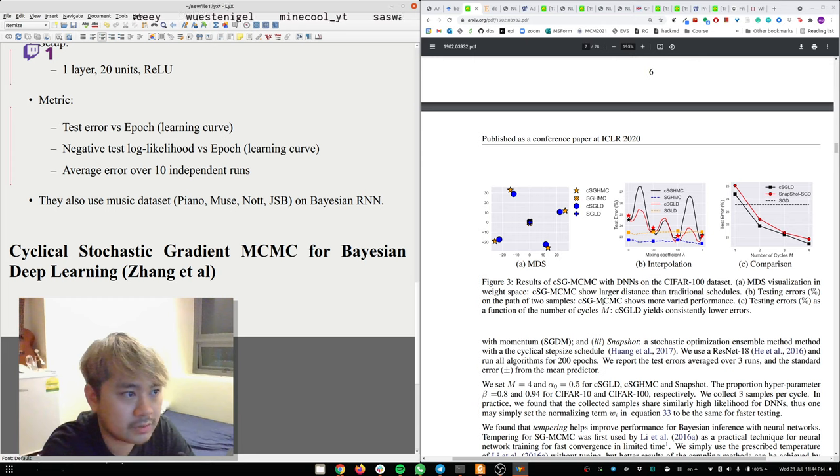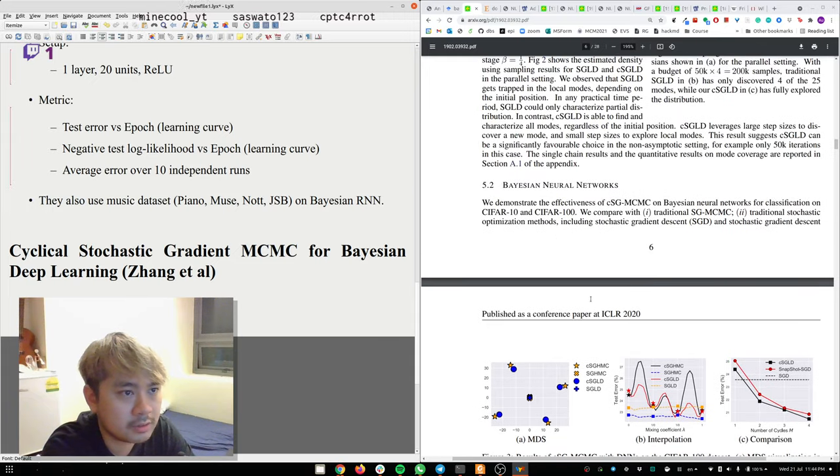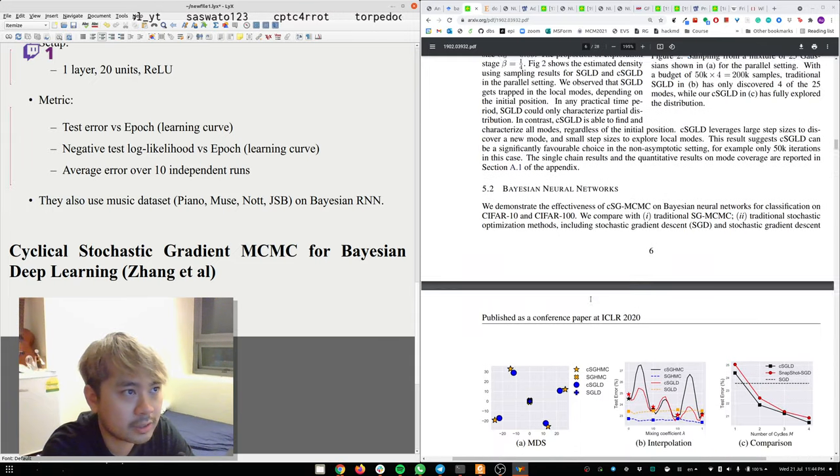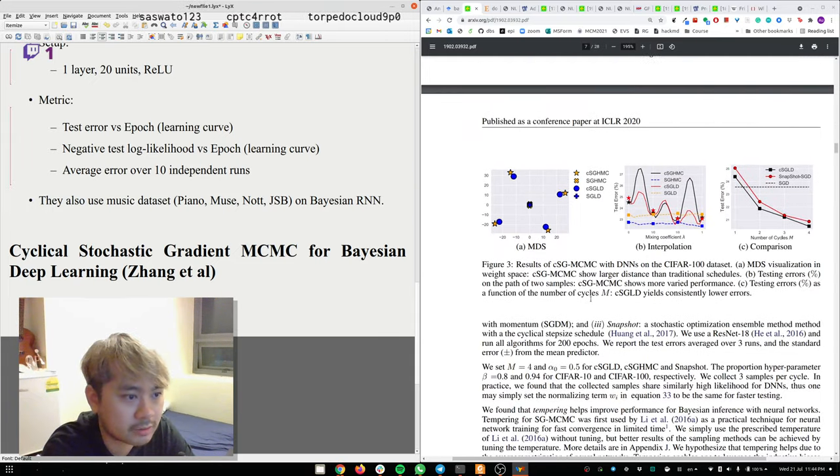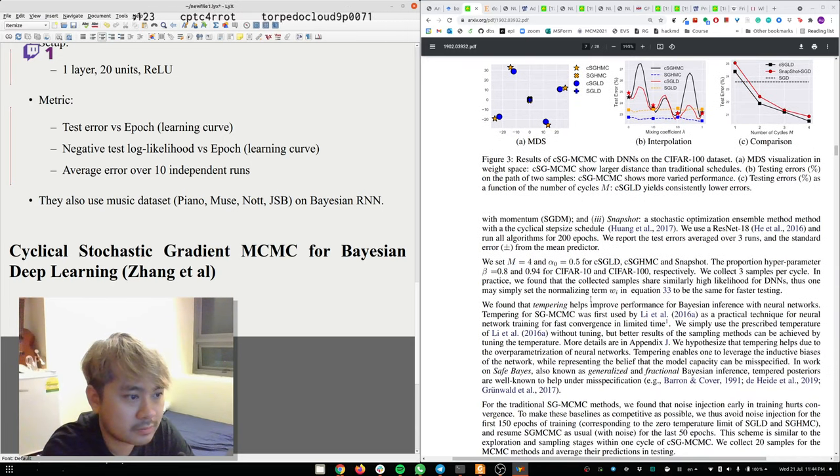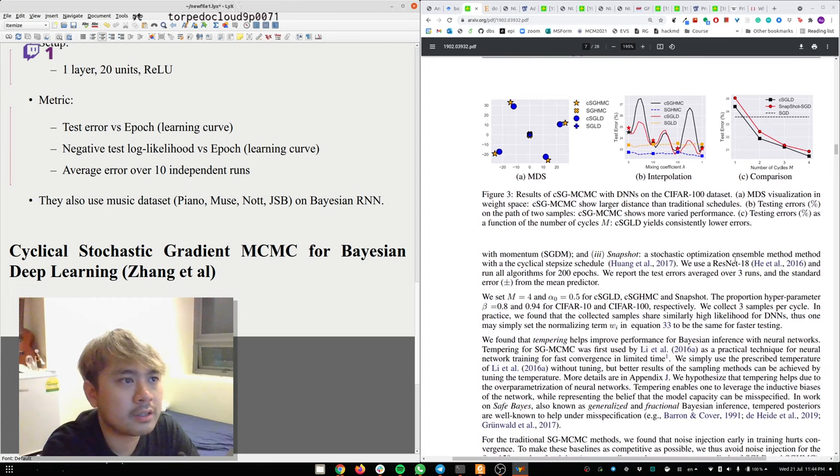Okay, MDS visualization in weight space. Shows, I don't know what MDS is, but mean something squared, mean deviation squared, I don't know. Okay, let's read this part. Test error, mixing coefficient, number of cycles, test error. Okay.